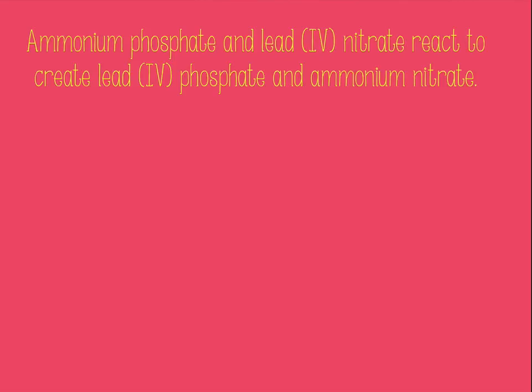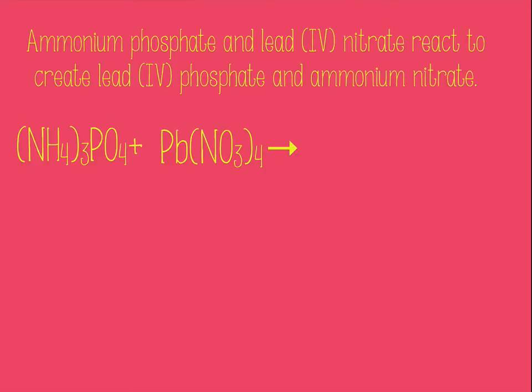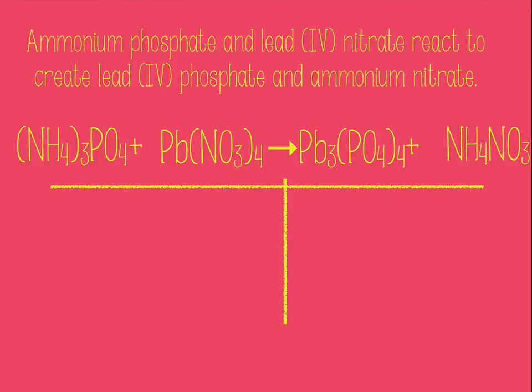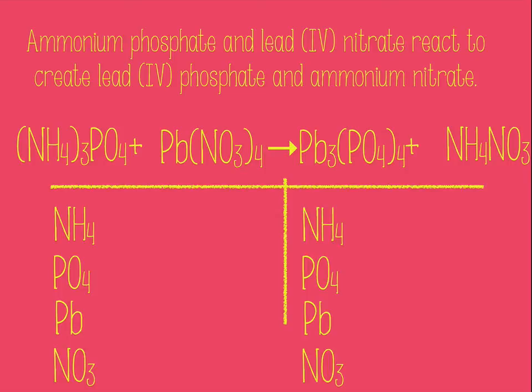Ammonium phosphate and lead-4 nitrate react to create lead-4 phosphate and ammonium nitrate. This one's trickier. You may need to look at a list of polyatomic ions to do this one if you don't have them memorized. Here are the neutral formulas in a skeleton equation. Let's get ready to balance. When you see polyatomic ions together, sometimes they don't change during the reaction, and that's the case here. So to save time and energy, keep the polyatomic ions together when you balance the equation. Ammonium, phosphate, lead, and nitrate on both sides. Write down the current numbers.